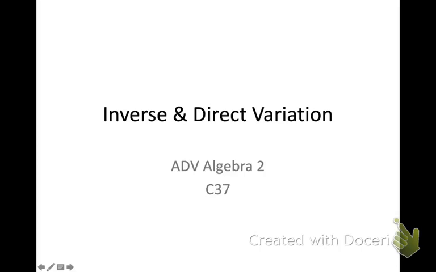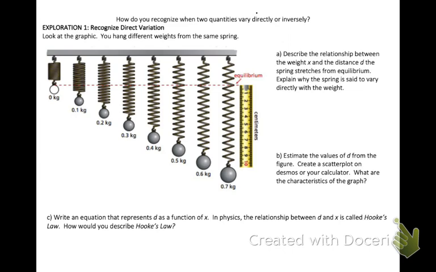Hello, Advanced Algebra 2. Welcome to our new unit, Unit 8, Rational Expressions and Functions. And our first concept that we're going to look at is concept 37, which is looking at inverse and direct variation relationships. And this is the foundation for rationals. So let's do an exploration.